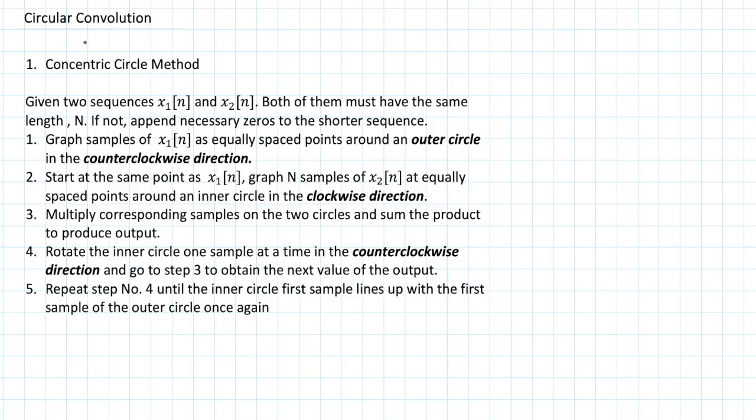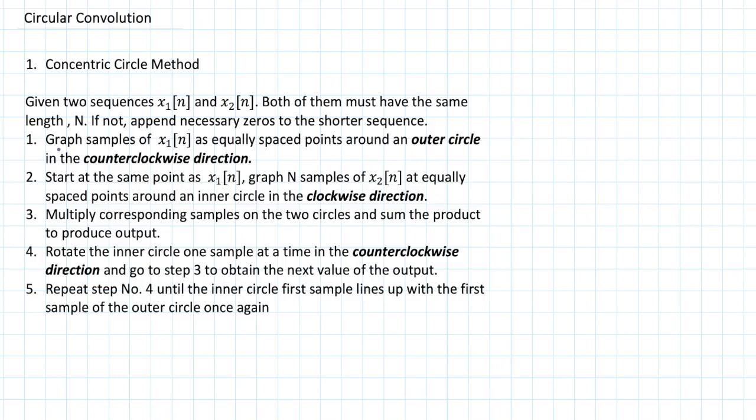Hello everyone. In this video I will explain the method for calculating circular convolution of two sequences. The method that we are going to discuss is the concentric circle method. Imagine that you are given two sequences x1 of n and x2 of n, and both of them must have the same length, capital N. Otherwise append necessary zeros to the shorter sequence to make both of them of the same length.